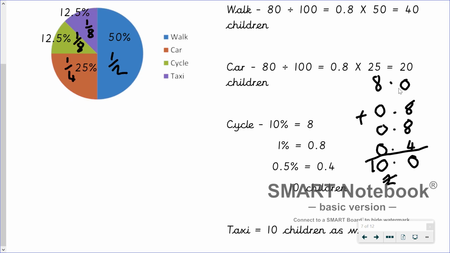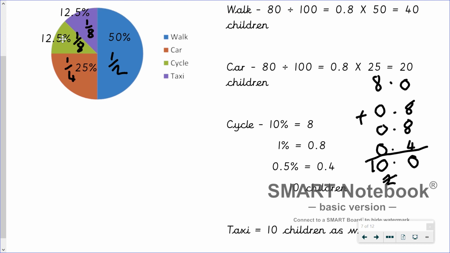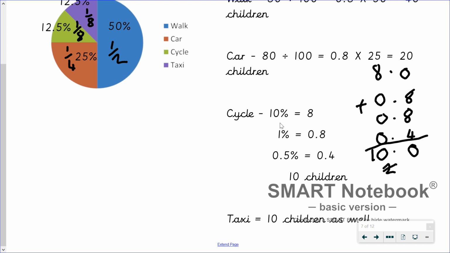Now, cycling. Cycling is 12.5%. So here, I've found 10%, I've found 1%, I've found 0.5%. So our 10% was 8, divided by 10 is 0.8, and then cut it in half for 0.5%. And this is going to use the building fractions of amounts method we learnt in school.